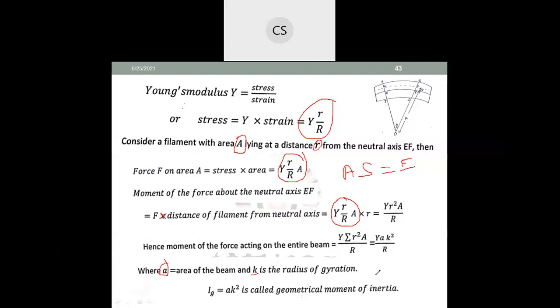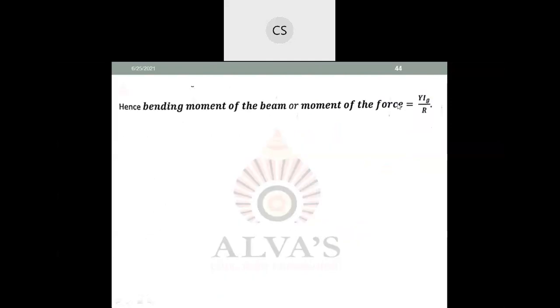So you can simply substitute: A k square is called the geometrical moment of inertia, so it can be replaced by Ig. A k square can be replaced with Ig. So therefore, what do you get? If you replace that, you get the expression known as the bending moment of the beam, or the moment of the force, equal to Y into Ig by R.